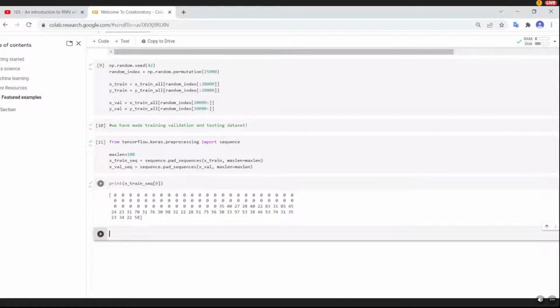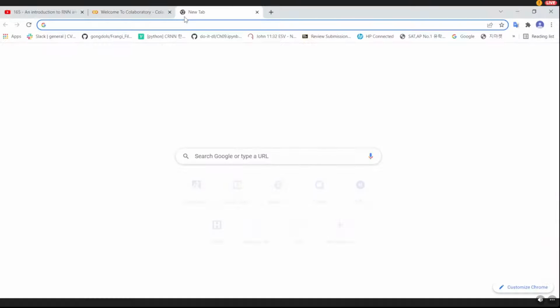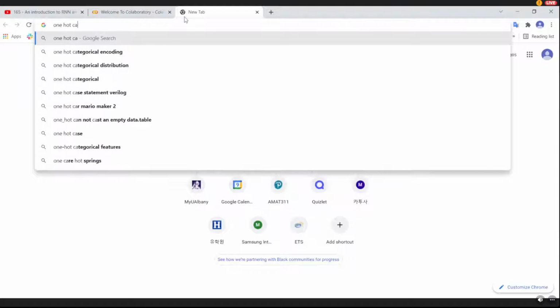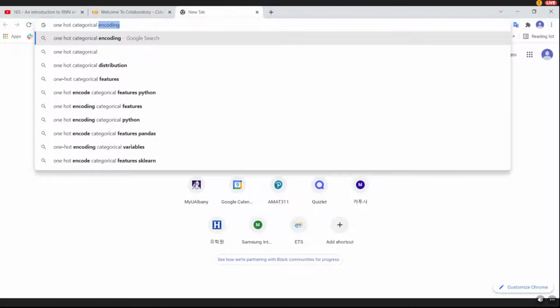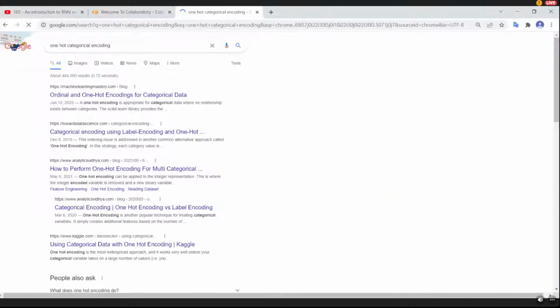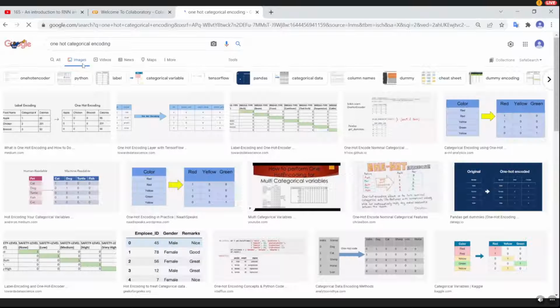And now we're gonna do the one hot categorical function. It's hard to explain. One hot categorical. Yeah, I think this is good.